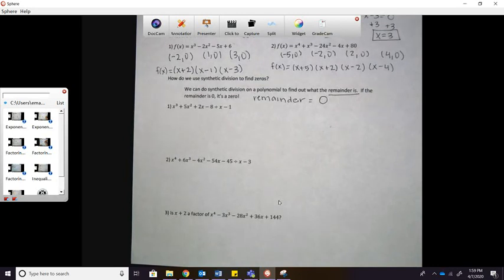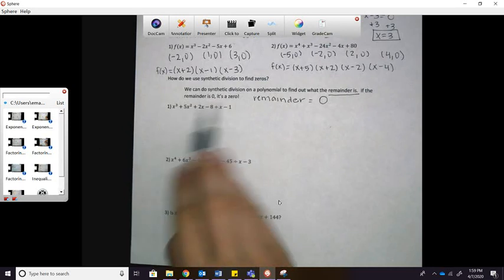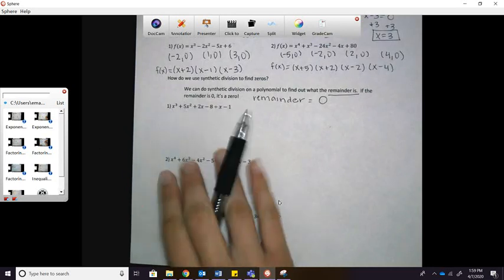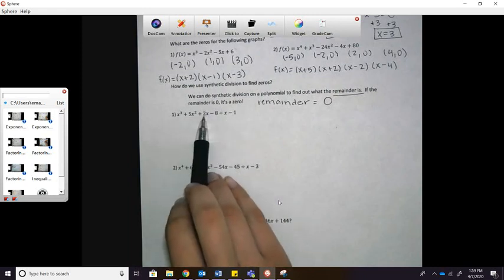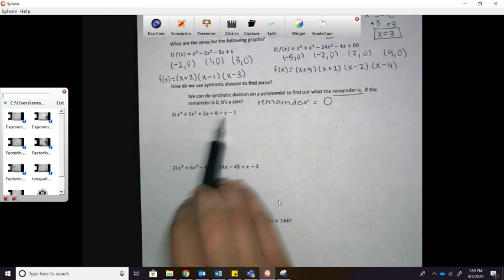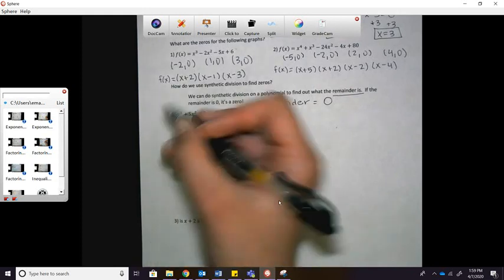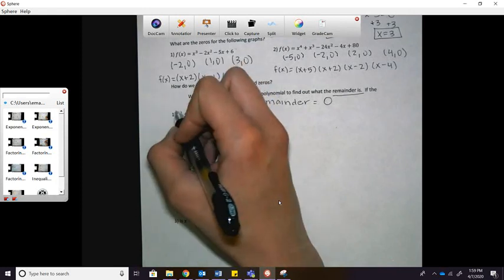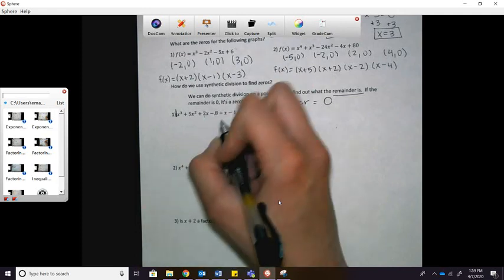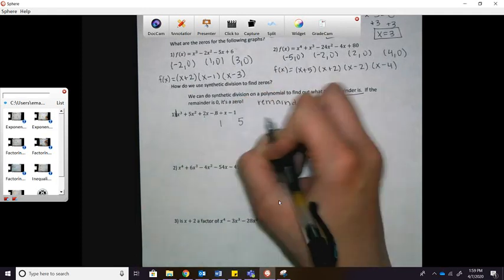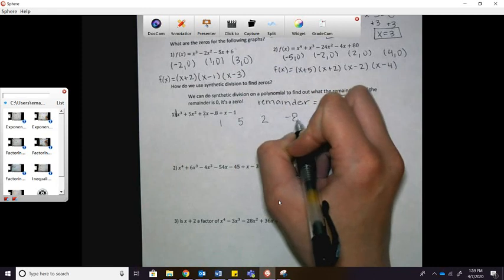So to set up synthetic division, we are going to take our coefficients. Remember, the coefficients are the numbers in front. I'm taking this and dividing it by x minus 1. What I really want to know is what's the remainder when we take this polynomial and divide it by x minus 1. First, I'm going to line up my coefficients. I have a 1 in front of my x cubed, then a 5, a 2, and a negative 8. So I'm going to go 1, 5, 2, and negative 8.